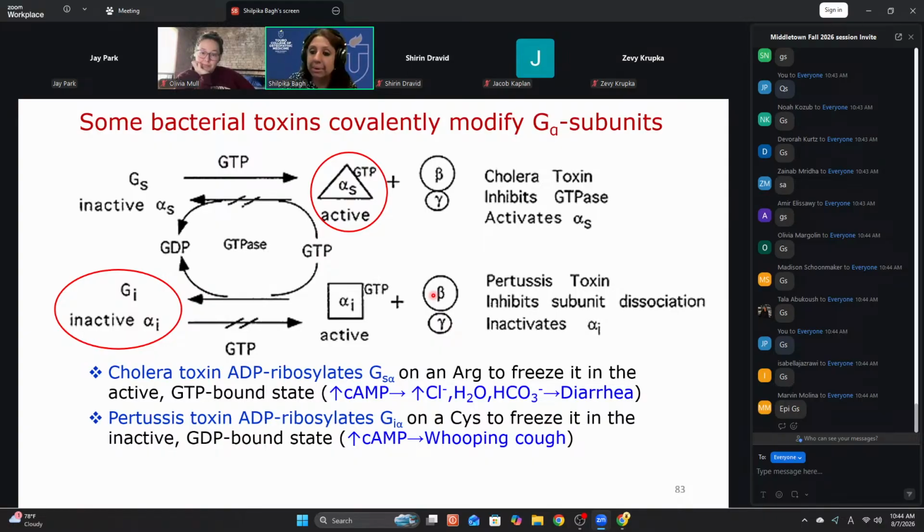Now do clinical application of GS and GI. Tell me, does pertussis act on GI or GS? GI. Pertussis acts on GI, modifying GI. Does it make it persistently active or inactive?